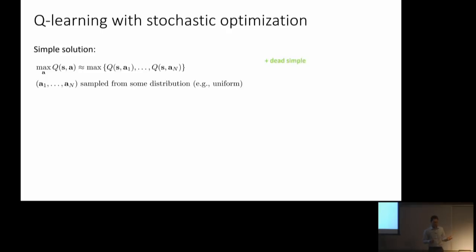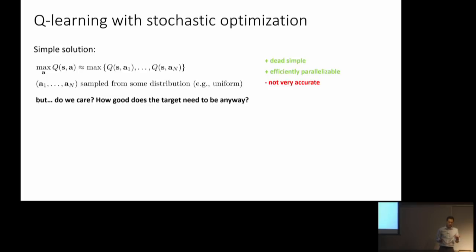So it's dead simple. It's very easy to implement. It's efficiently parallelizable because in most automatic differentiation packages and most neural network packages, you can evaluate a batch over actions. So you can just treat A1 through AN as different entries in a batch and evaluate everything in parallel. It's not very accurate. So especially as the dimensionality gets larger, this is not going to give you a very precise estimate of the max. But it's a reasonable and simple solution.